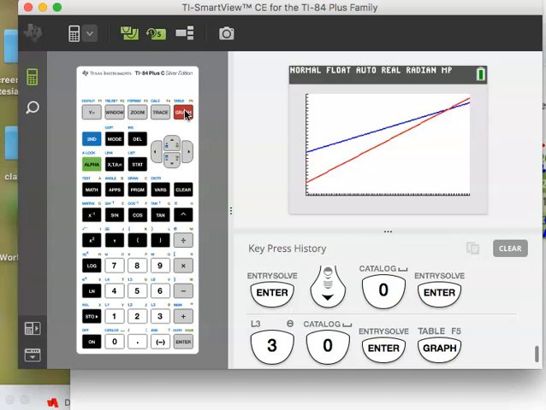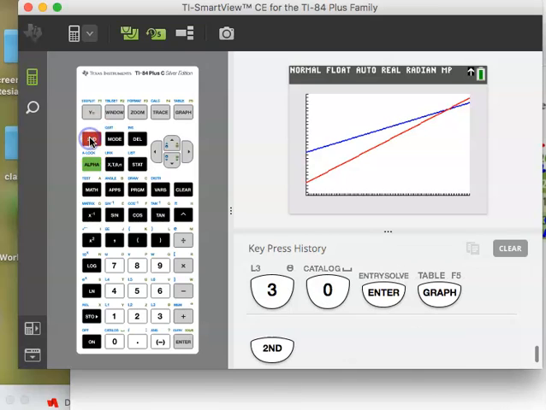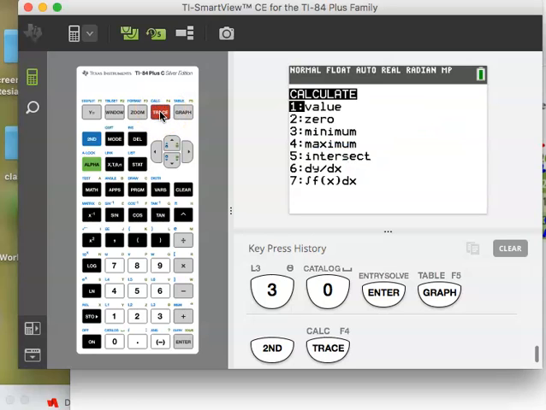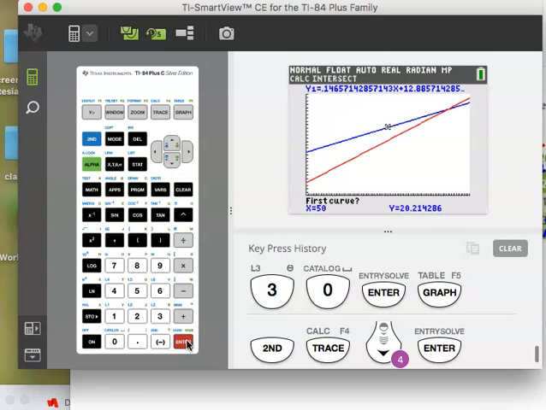So then we go ahead and tell Blinky we want you to find the intersection. And Blinky is under second trace, number 5. You can either just hit 5 or you can arrow down and then enter 5. Blinky asks us, is this the first curve? Yeah, it's not a curve though, Blinkster, it's a line. So we'll just hit enter. And then, is this the second curve? Yep, it is. Enter. Again, we know they're lines. And do we want to take a guess? No, that's why we're using a calculator.